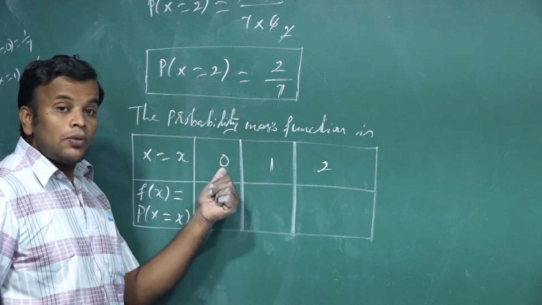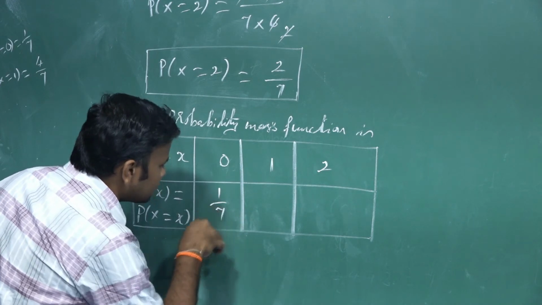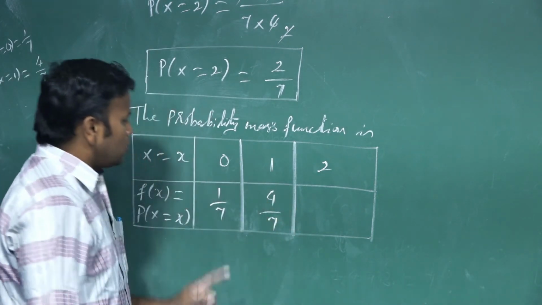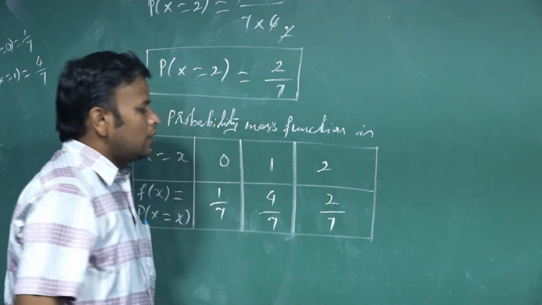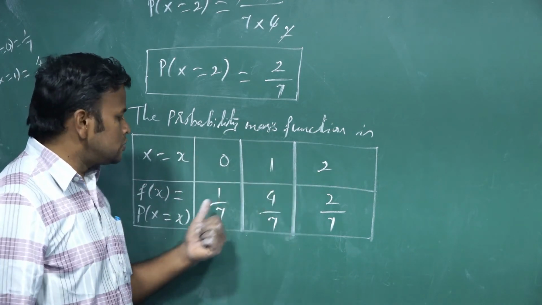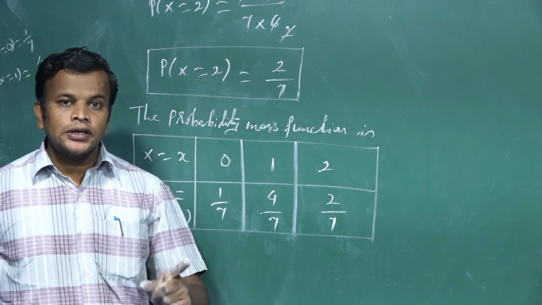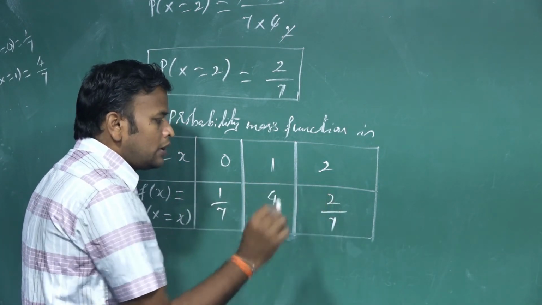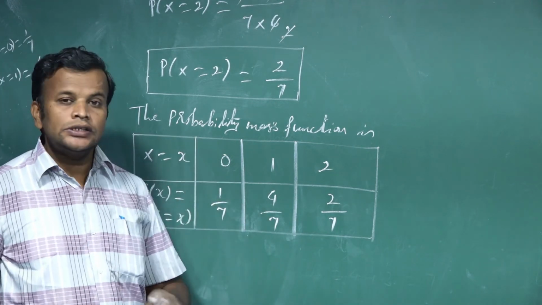We already found those probability values. When x is equal to 0, P of x is 1 by 7. When x is equal to 1, the probability value is 4 by 7. When x is equal to 2, the probability value is 2 by 7. How do we check whether our answer is correct or not? It is a probability mass function, so we add all the probabilities. If it comes exactly 1, our answer is correct. The denominator is 7. Add the numerators: 1 plus 4 is 5, 5 plus 2 is 7. 7 by 7. So the answer is correct, and the probability mass function is complete.